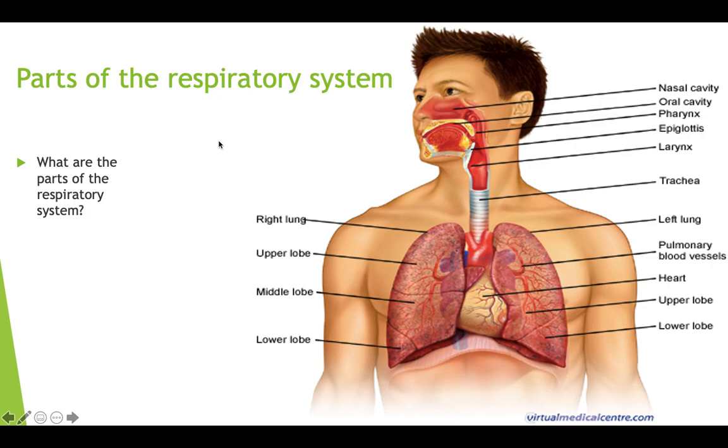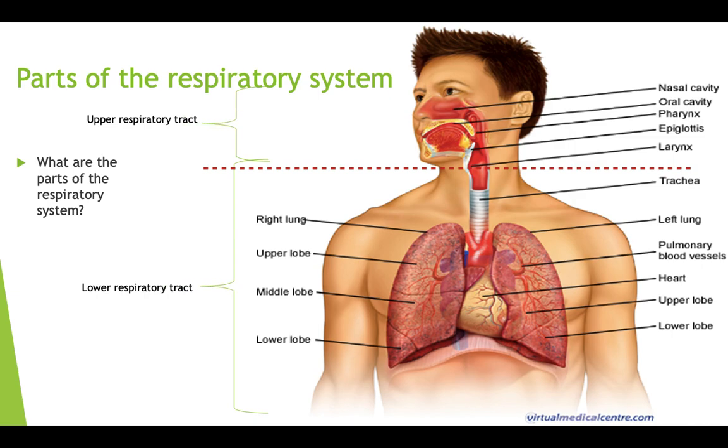We have two main divisions in the respiratory system: the upper respiratory system and the lower respiratory system. In the upper respiratory system, we have the nose or nasal cavity, mouth or oral cavity. Then we have the pharynx, through which the air goes, and then it goes through the epiglottis, which closes and opens for air, and basically prevents food from getting into our trachea.